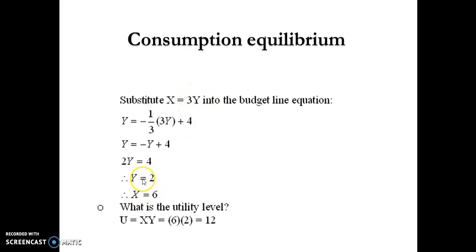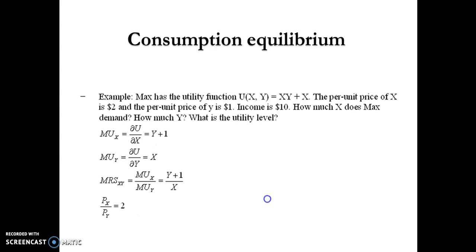So we have our combination of y and x, and to determine the utility level, remember your utility function was just the product of x and y. We now have x and y, so 6 times 2 is equal to 12. So this is a fairly straightforward example, just in terms of the math or the algebra behind it.